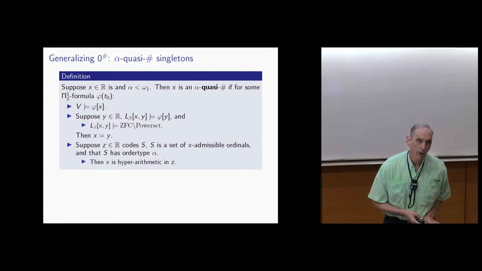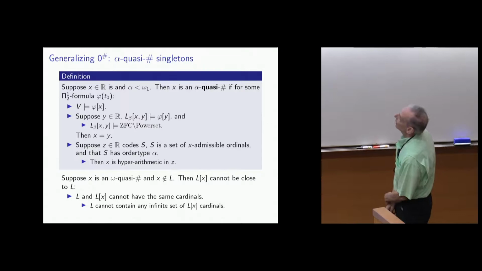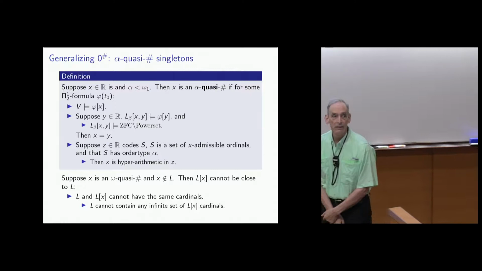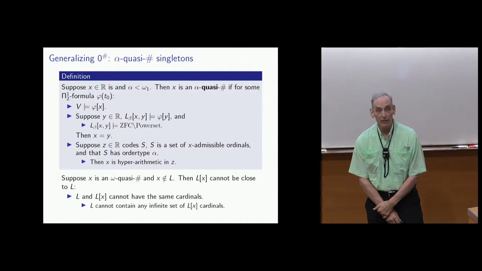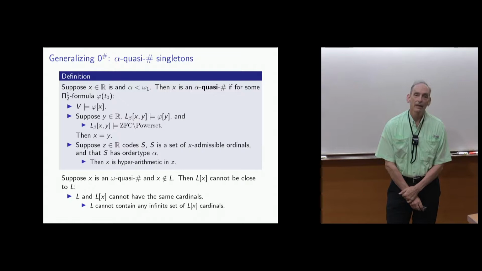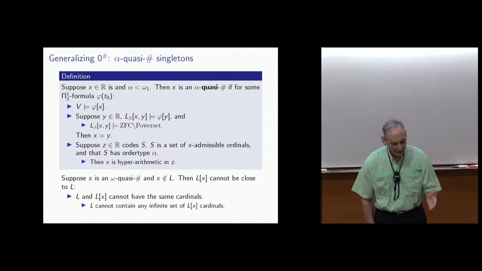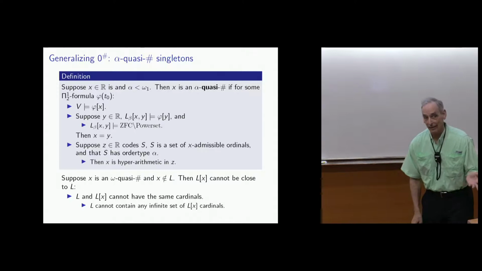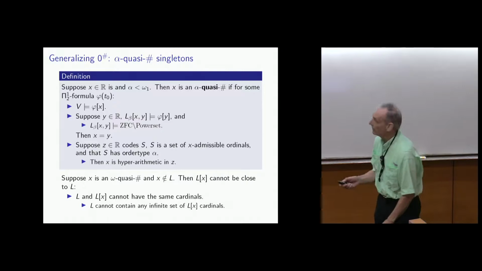Okay? Well, look, if you have an omega quasi-sharp and it's not in L, then L of X cannot be close to L in any sense. For example, L and L of X cannot have the same cardinals. L can't contain any infinite set of L of X cardinals. Okay? But wait a minute. If X doesn't construct zero sharp, then you have covering between L of X and L, and maybe there's tension here.